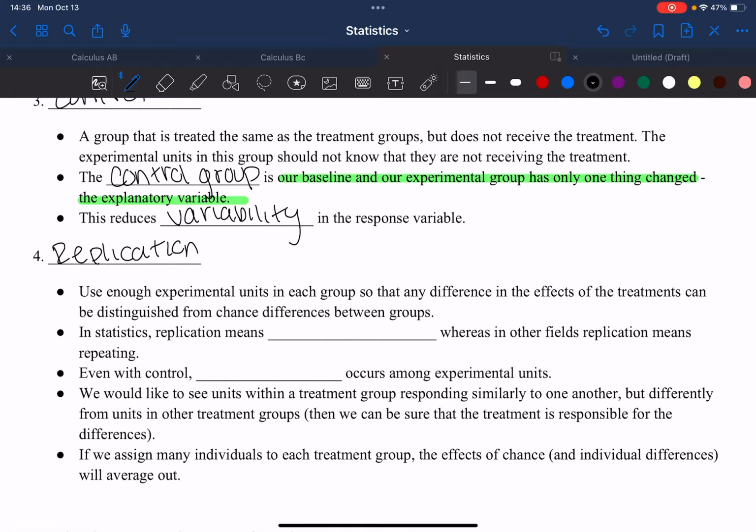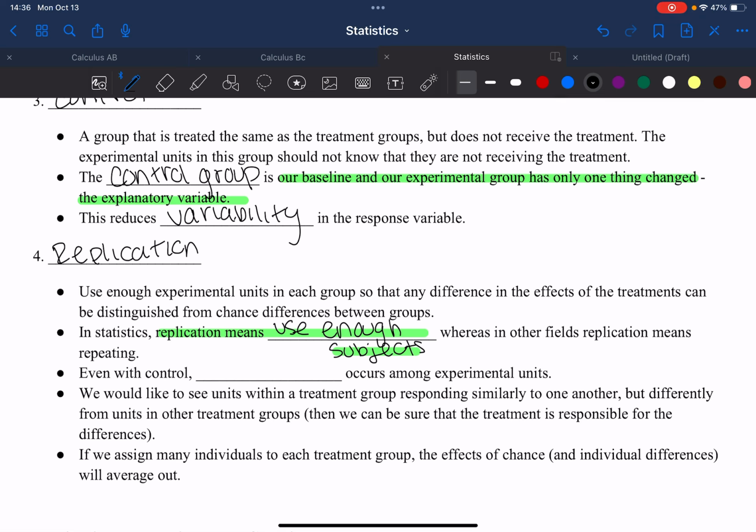Next, we have replication. Use enough experimental units in each group so that any difference in the effects of treatments can be distinguished from chance differences between groups. In statistics, replication means we used enough subjects. Whereas in other fields, replication means repeating. So replication means we used enough subjects.